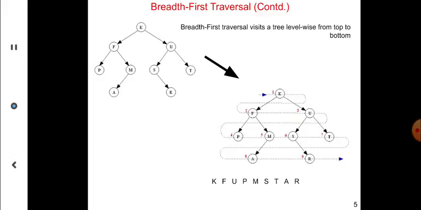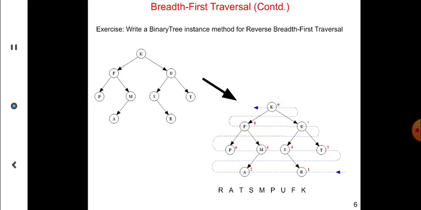So breadth first traversal: this is a tree that we have on the left, and on the right you see what I'm traveling. I'm starting with K, then I'm going to 7, and then I'm coming to the next level. So what is my order? You can see R, A, T, S, M, P, U, F, K. So it's actually reverse, and the other way is the forward breadth first traversal. That means we are traveling level by level.